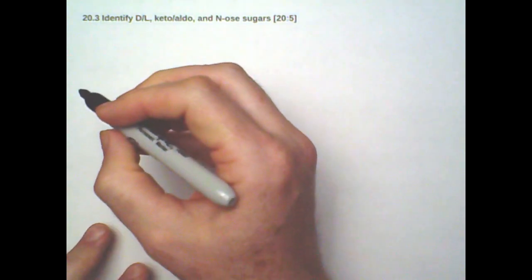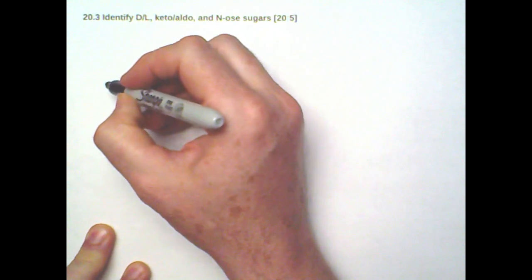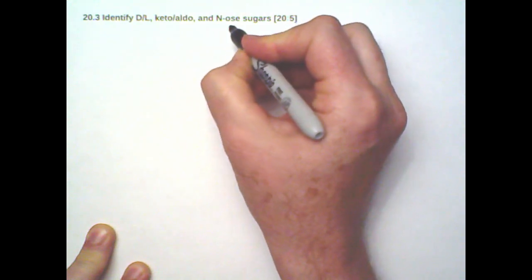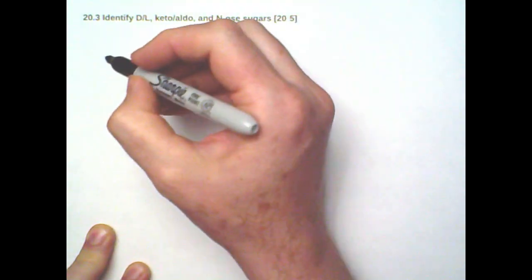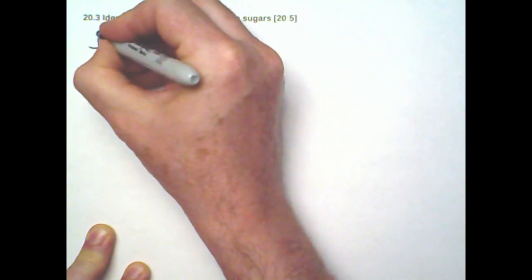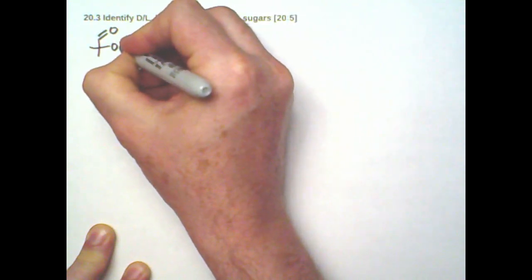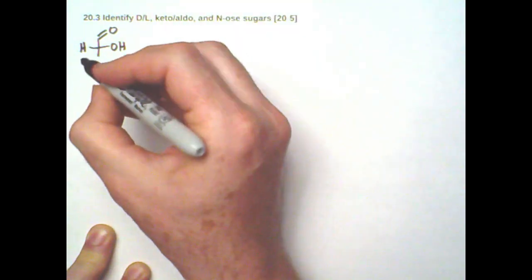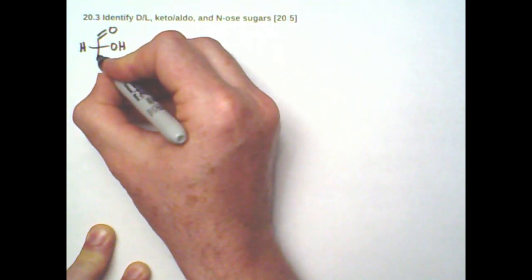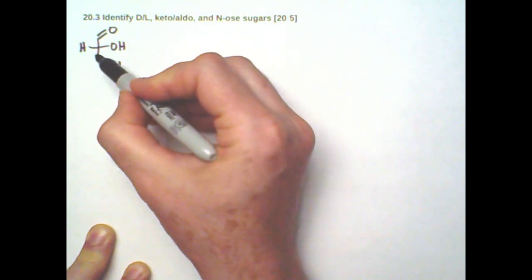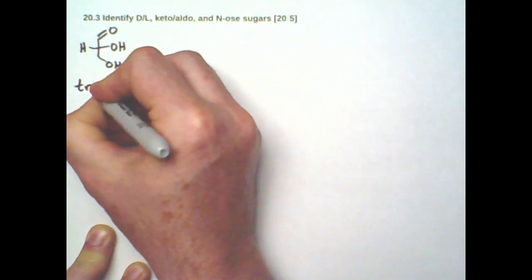Identifying whether sugars are D or L sugars, ketoses or aldoses, and how many carbons they have is really mechanical and straightforward. You could have something like this. It has 1, 2, 3 carbons. That makes it a triose.